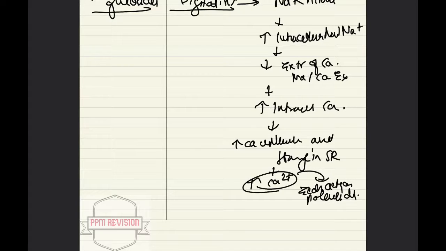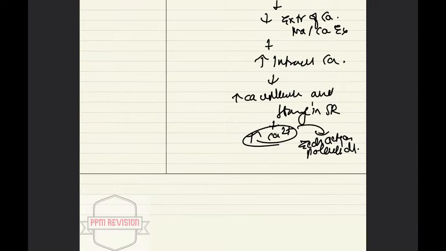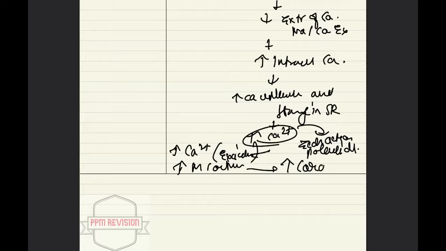Due to the action potential, this leads to increased availability of calcium to the excitation contraction coupling, thus increasing the myocardial contractility, and it increases the cardiac output. So these are the points.